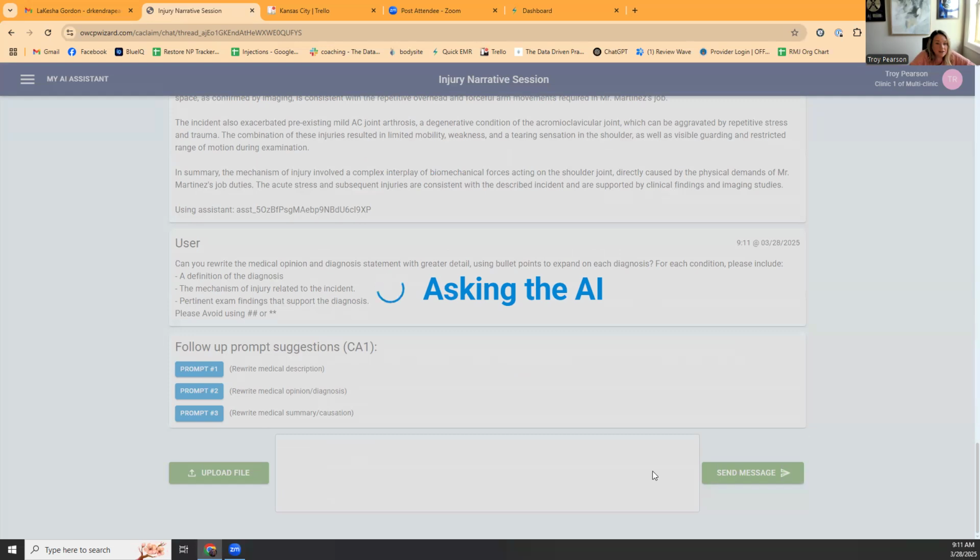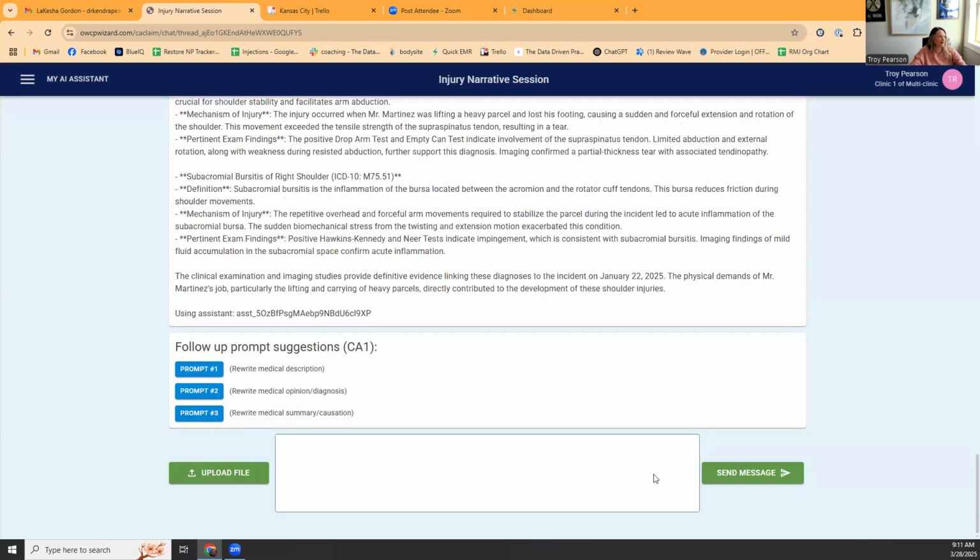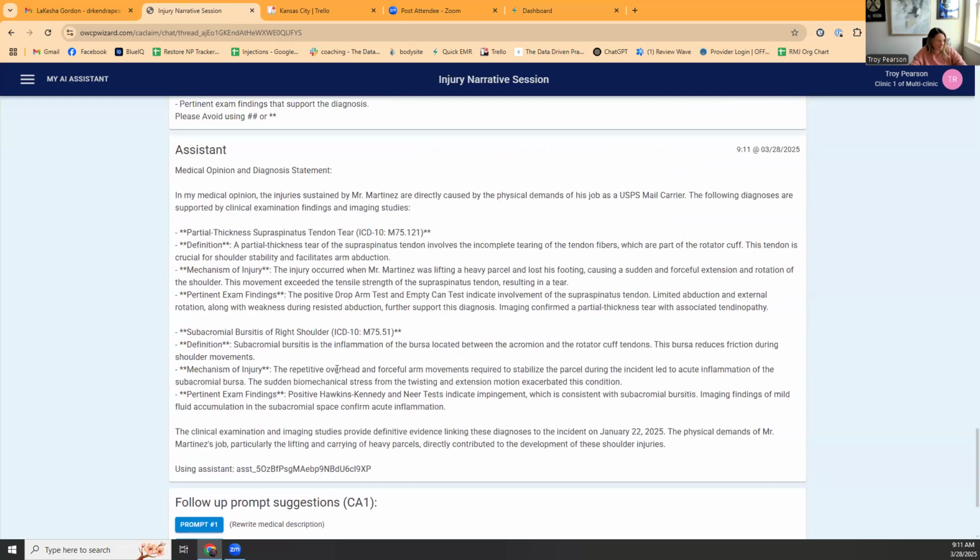Sometimes it's good to bullet point that for a claims examiner, just to draw their eye to the important things in the narrative. And then sometimes it's a bit overkill. It's your choice to allow it to have. See, it's still put them in there, but that's okay.